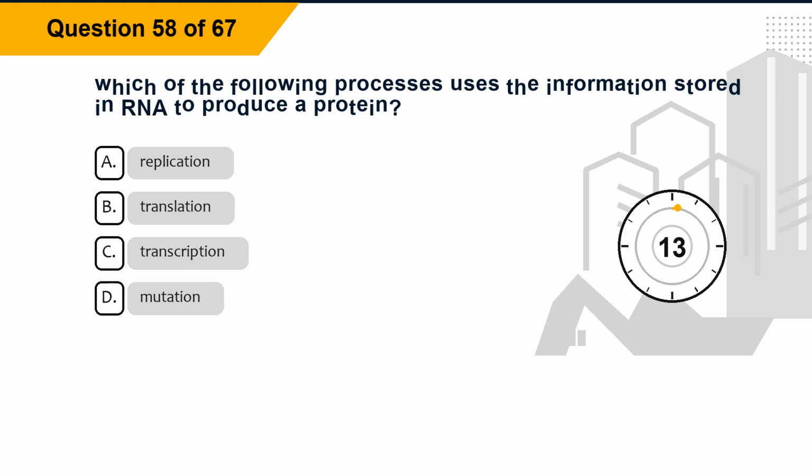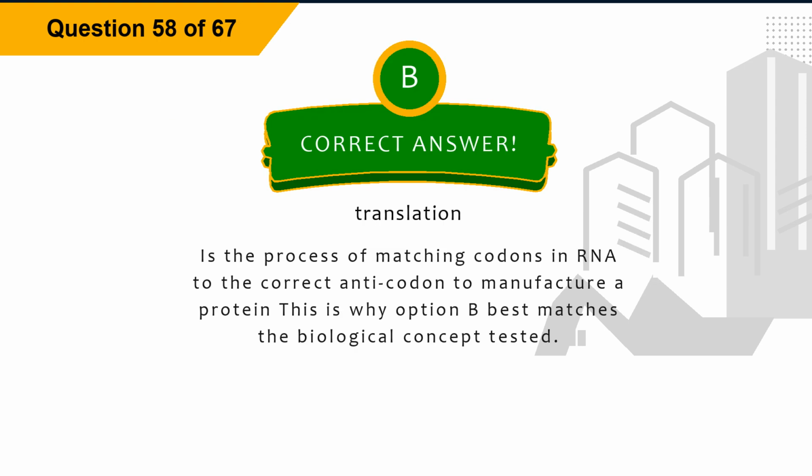Question 58. Which of the following processes uses the information stored in RNA to produce a protein? Option A, replication. Option B, translation. Option C, transcription. Option D, mutation. The correct answer is option B, translation. Explanation: translation is the process of matching codons in RNA to the correct anticodon to manufacture a protein.